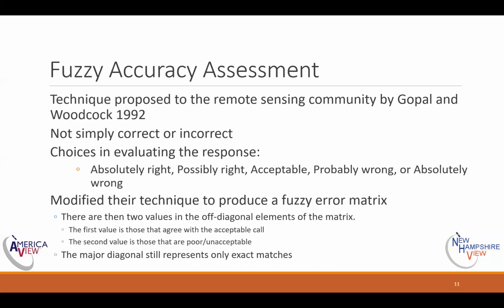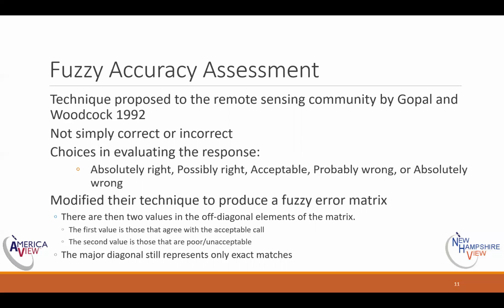We've modified this technique to produce a fuzzy error matrix. They didn't use an error matrix approach, and as a result, it didn't really catch on, although I think it's an excellent, excellent idea. We adopted their ideas into a fuzzy error matrix approach, and here's what we did. There are now 2 values in the off-diagonal elements of the matrix. And so instead of having those responses that Gopal and Woodcock had, we have 3 possible responses.